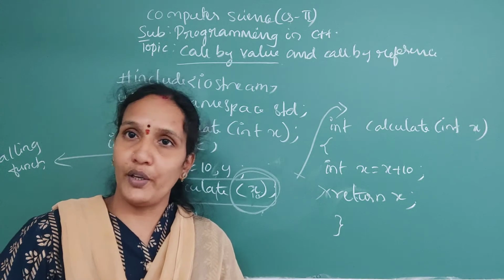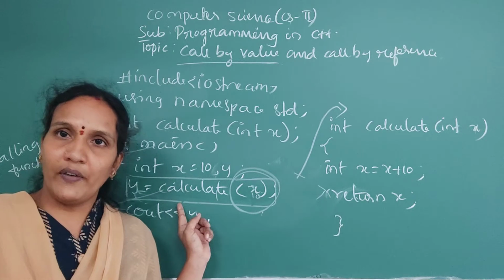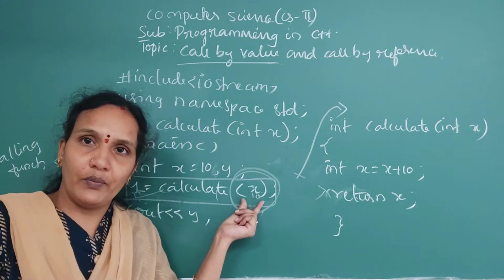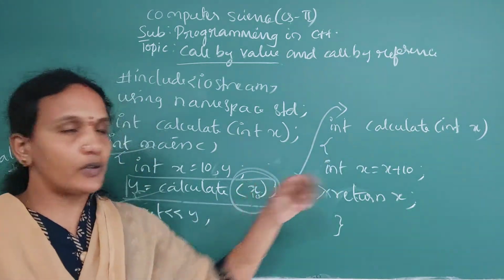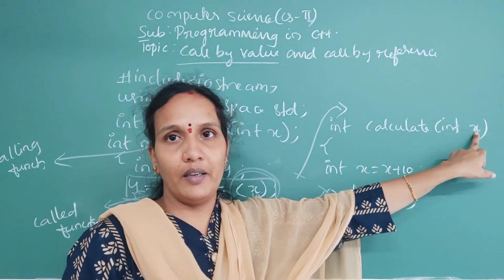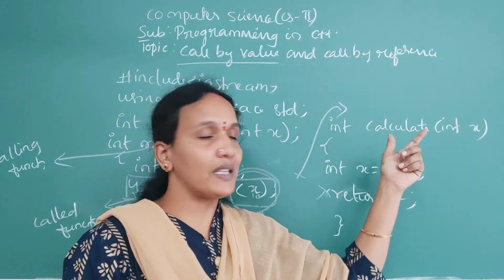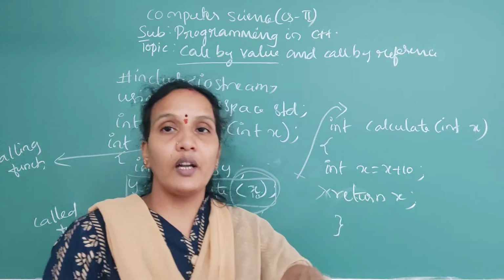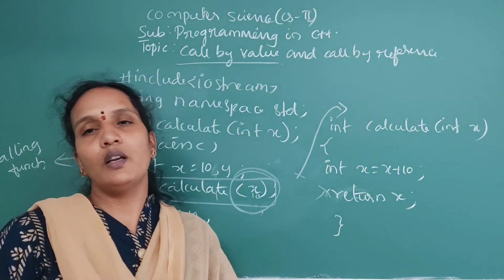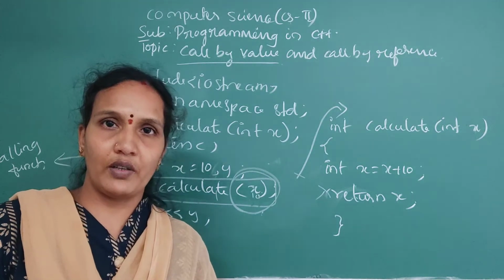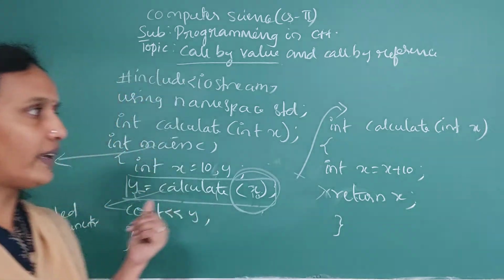And one more point you need to remember: when the main function is calling a user-defined function by passing the value, what it means is that the x value is fixed. Whatever formal parameter is there, whatever value is passed to the user-defined function, that value is fixed. So this is calling a user-defined function by passing the value. Clear? You take a screenshot of this.